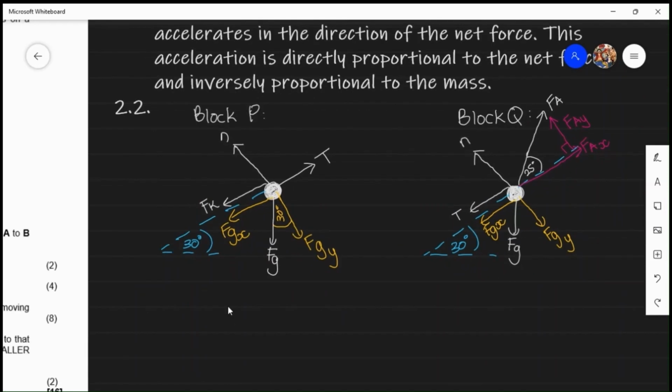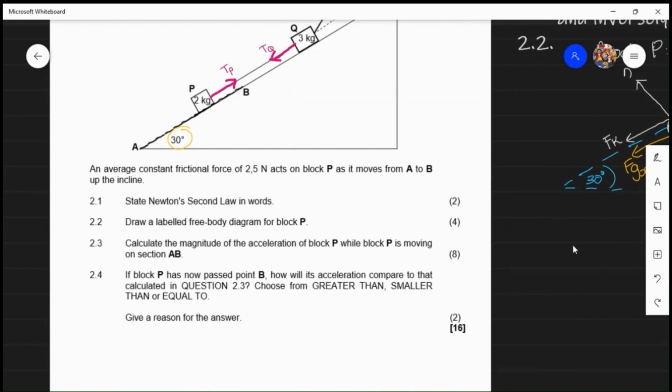Now let's go back to our question and see what we have. So we have question 2.3. Calculate the magnitude of the acceleration of block P while block P is moving on section AB. Now keep in mind we have the magnitude of applied force. We have the magnitude of our kinetic frictional force. What we do not have is the tensional force and the acceleration. So just as we did previously, whereby we used simultaneous equations to find tension, we are now going to use simultaneous equations to find acceleration.